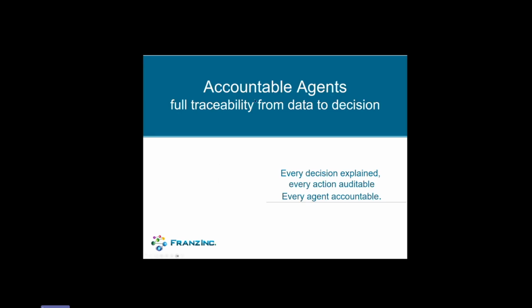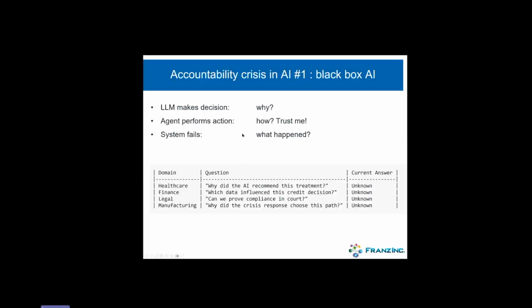So when I try to explain it to people, I say, well, every decision is explained, every action is auditable, and every agent is accountable. That is kind of the tagline. Because there's an accountability crisis in AI, right? To begin with, we have black box AI, right? An LLM makes a decision, but why? An agent performs an action. Well, how did you do that?